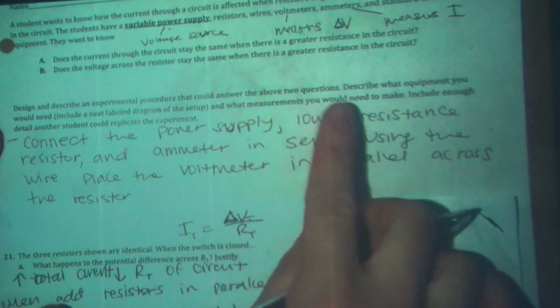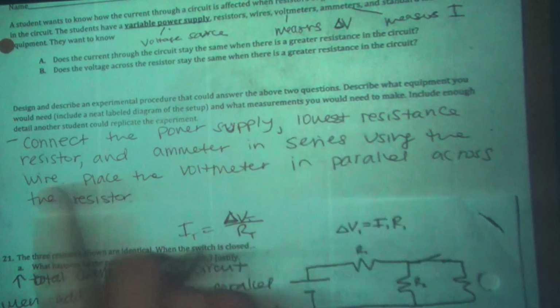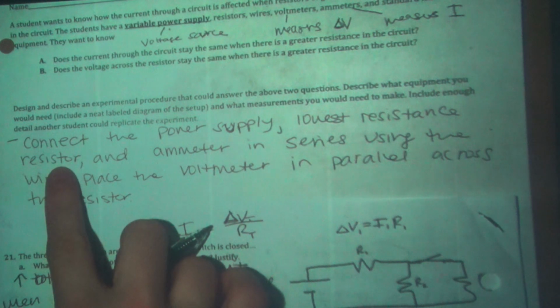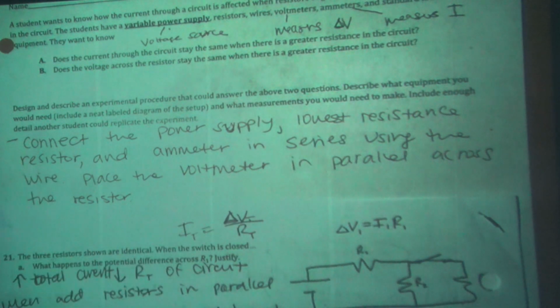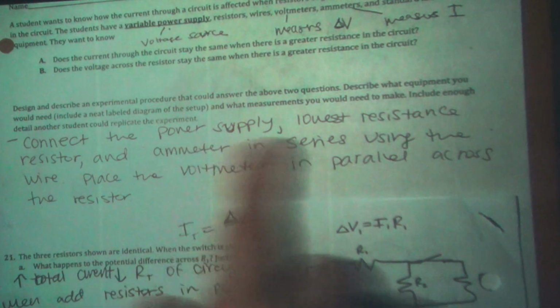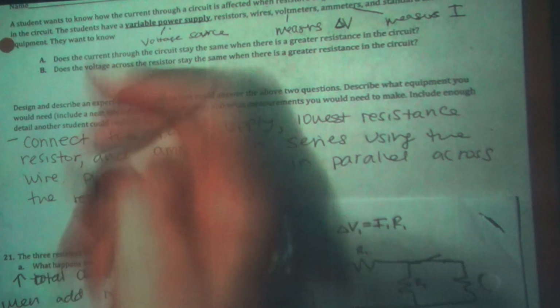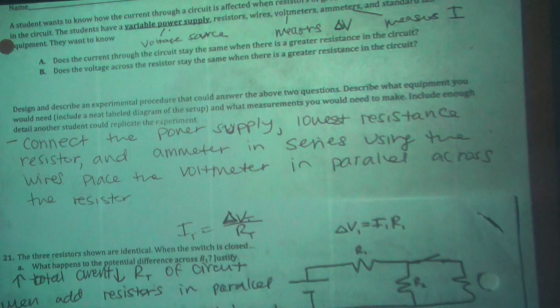So I said the first step would be to connect the power supply, a low resistance resistor, because we're going to be increasing it, so I just said the lowest resistance resistor. He didn't have to specify that, but it can't hurt. And an ammeter in series using the wires, not just one wire, wires. Place the voltmeter in parallel across the resistor.